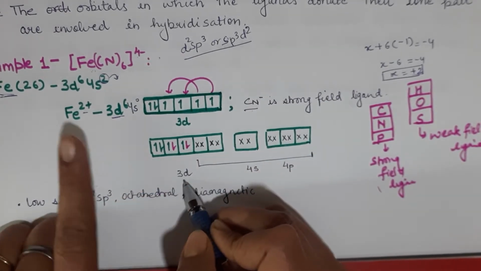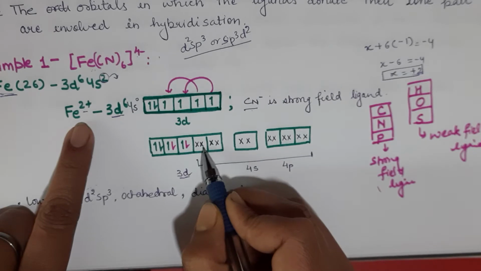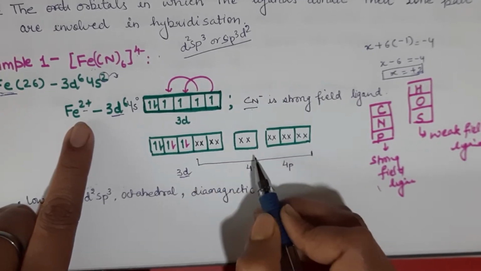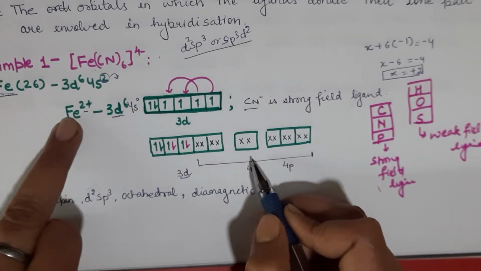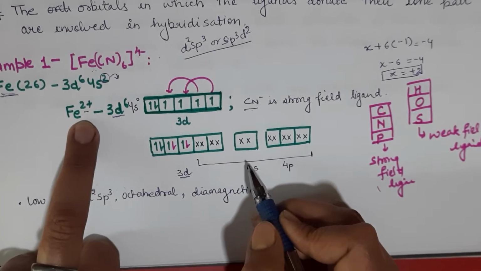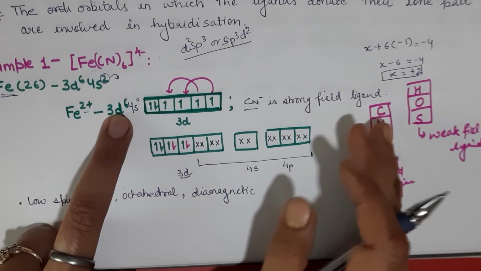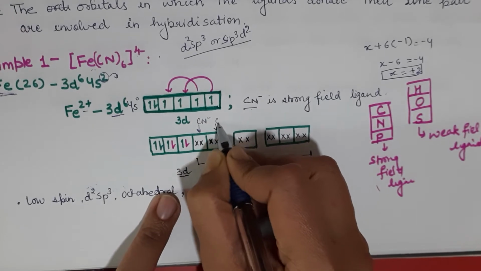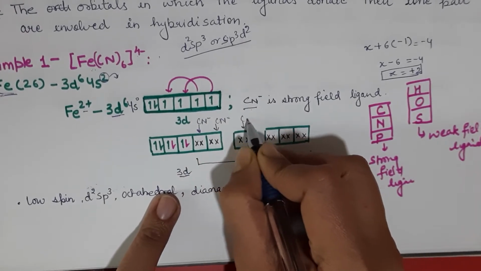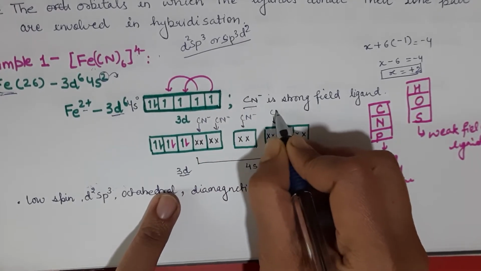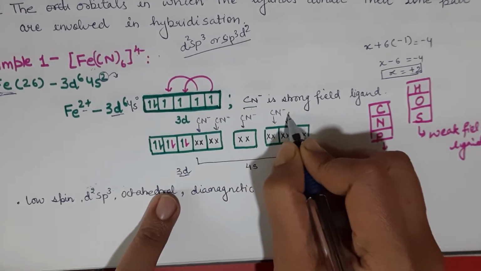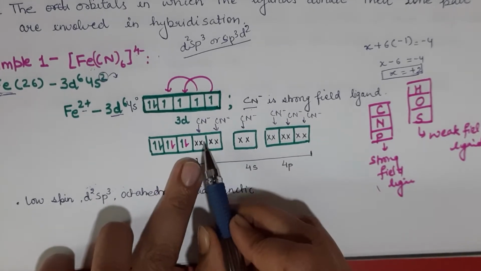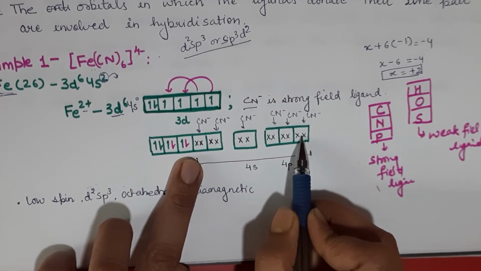Now the 3d orbital of iron has 2 vacant orbitals here. Okay, 2 vacant orbitals. 4s is already vacant because this is now in 2+ oxidation state, and 4p is also vacant. So the CN will donate its electron pair here and form an octahedral complex. Okay, 1, 2, 3, 4, 5 and 6.